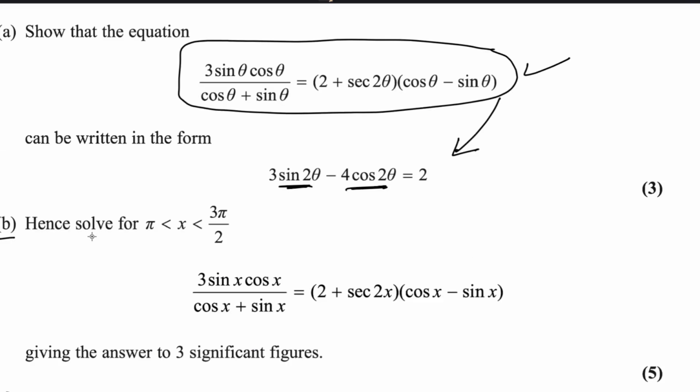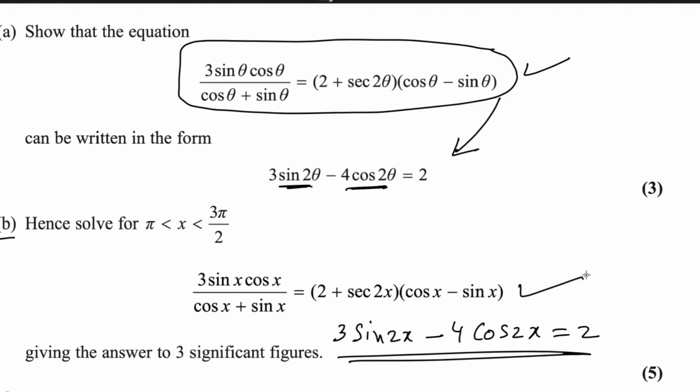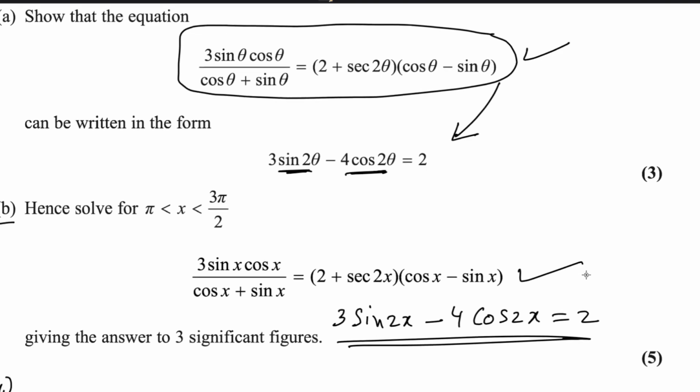Now for the second part: solve for pi less than x less than 3 pi by 2, 3 sin x cosine x over cosine x plus sin x equals 2 plus secant 2x, into cosine x minus sin x, giving the answer to three significant figures. If you look at these two questions, they are similar, the only difference is theta is replaced with x. So if we convert this equation into this form, 3 sine 2x minus 4 cosine 2x equals 2, we will solve this equation instead of solving this. It is worth 5 marks. Let us start this question now.